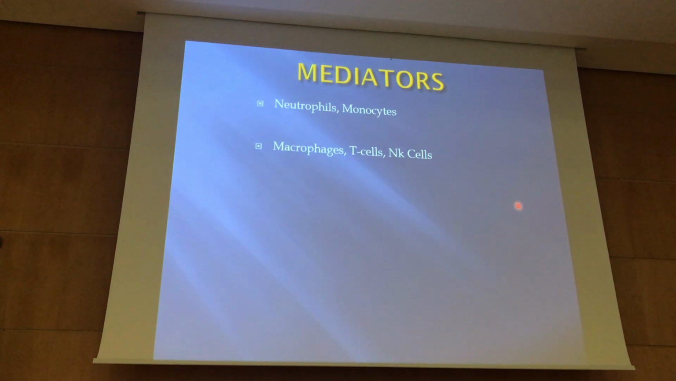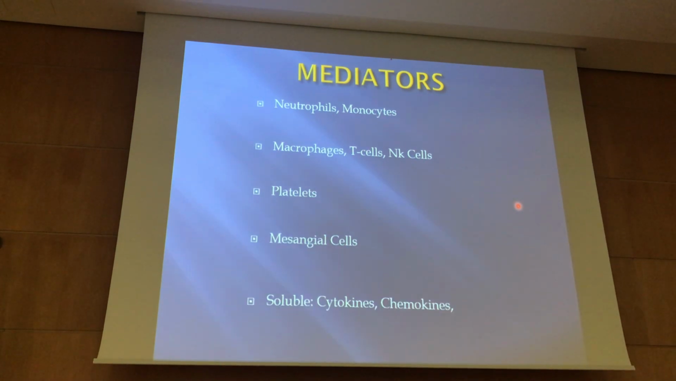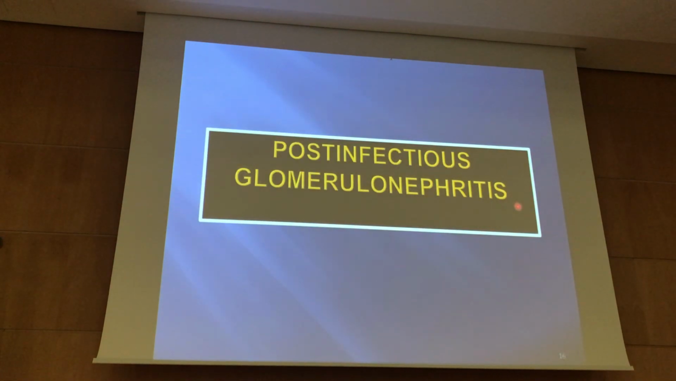Mediators. So we have neutrophils and monocytes, macrophages, T cells, NK cells, platelets, mesangial cells, soluble cytokines and chemokines, and also coagulation factors. These mediators you all know. These are the chemical mediators which are secreted and cause the process of inflammation to start. Okay? We will start with the first one, post-streptococcal or post-infectious.